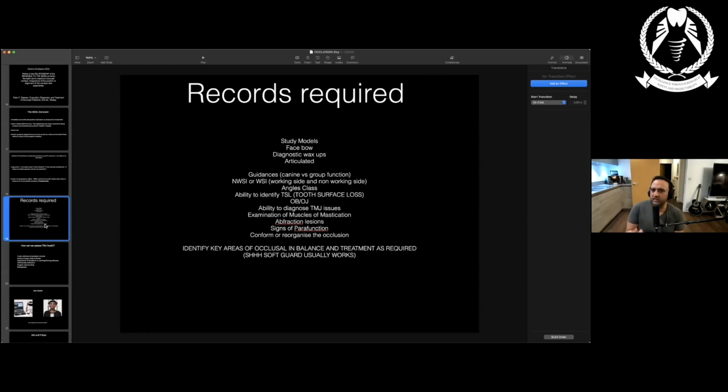You've got to ask yourself, are there any working side or non-working side interferences? What's their Angle's class? What's their orthodontic class? You've got to record that. You've also got to record tooth surface loss, things like abfraction lesions. You've got to be able to identify that. Are there signs of wear and tear? Are there signs of parafunction?